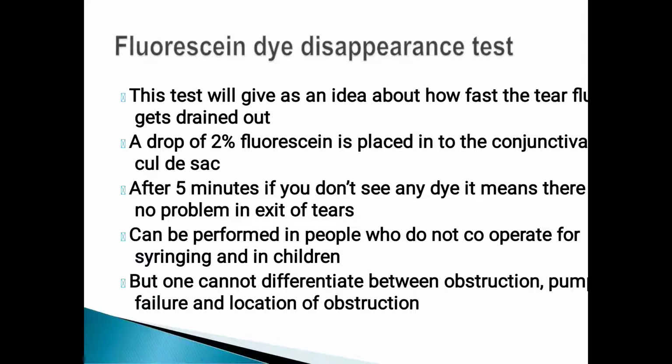Then we can also do a test called the fluorescein dye disappearance test, which will give an idea of how fast the tear film gets drained out. It's also a very simple test. Just put a drop of 2% fluorescein into the eye, and after 5 minutes, if you don't see any dye in the eye, then you can infer that the dye has gone into the nose. Okay, and it can be performed in people who do not cooperate for syringing, such as children.